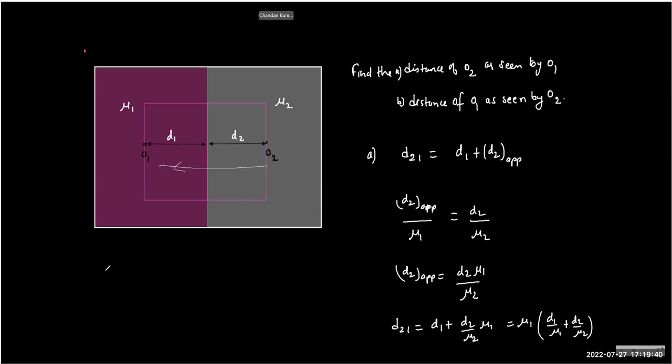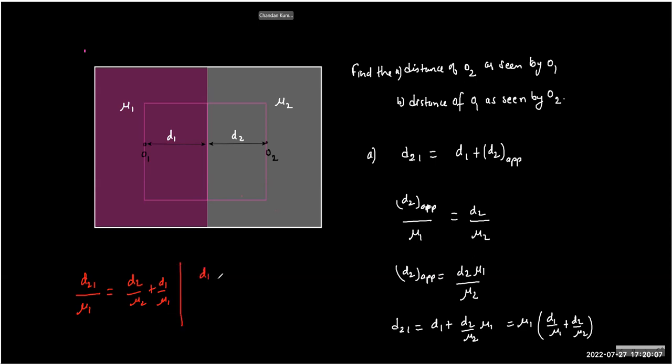Are you getting what I'm saying? So D21, the distance of two as seen by one, where the observer has refractive index mu1, must be equal to D2 by mu2 plus D1 by mu1. If you rearrange, you will get the same answer. Correct? Yes or no?